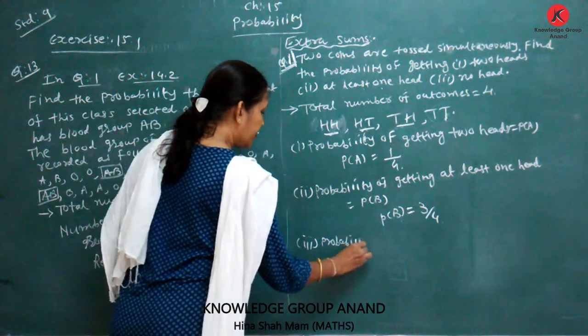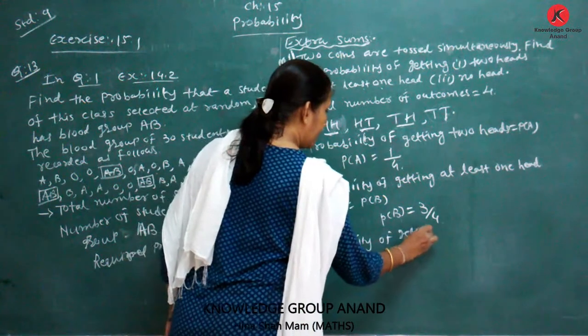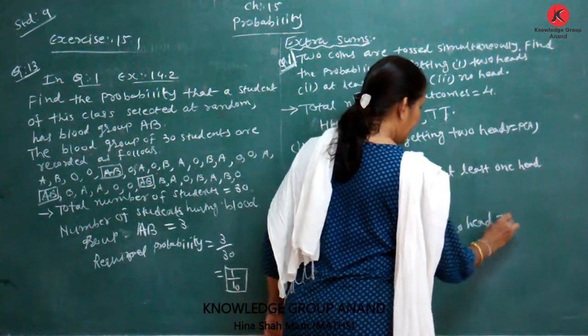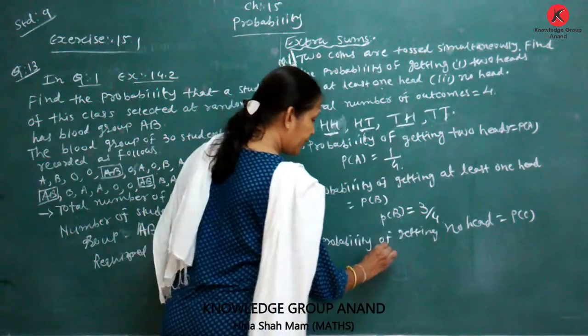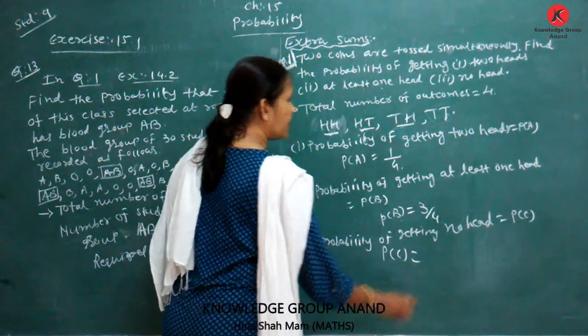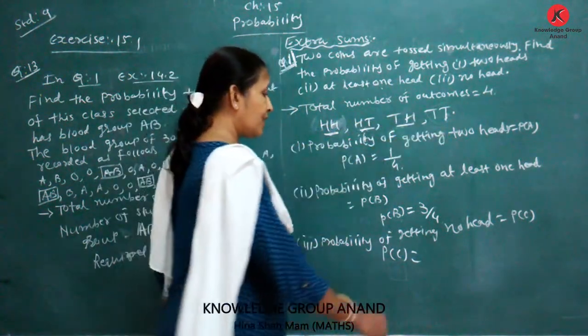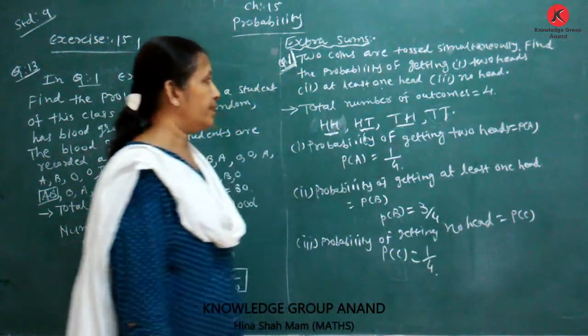Probability of getting no head is equal to P(C). Therefore, P(C) is equal to no head. No head means TT, so it is 1 by 4.